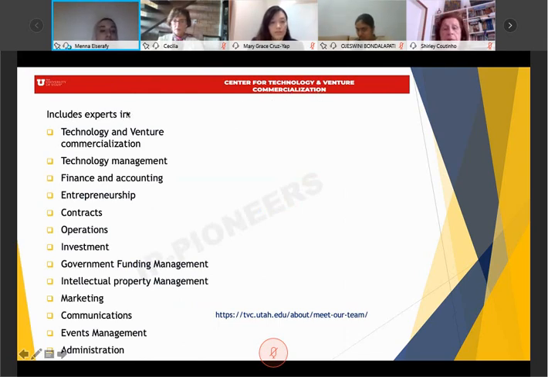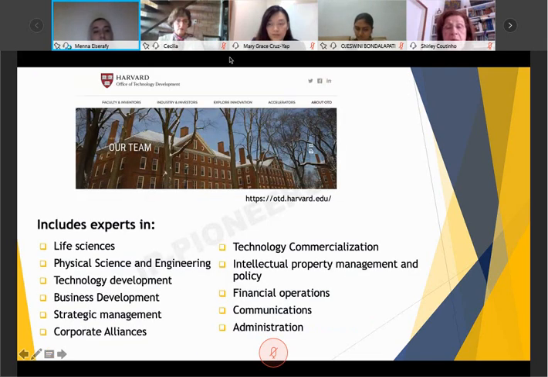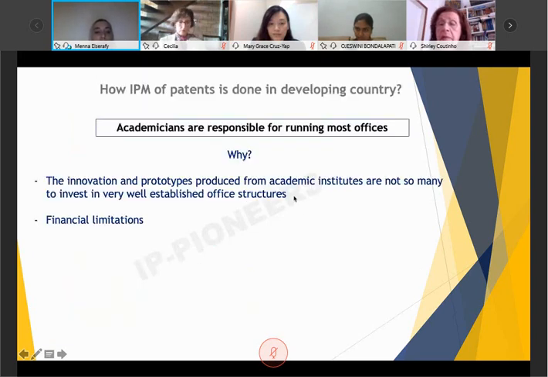And if you look at the structure of their technology and venture commercialization office, they have expertise in everything: technology and venture commercialization, technology management, finance, entrepreneurship, marketing, communications, everything. IP management, they have expertise in every aspect. And also, if you look at Harvard's office, it's not among the first 14, but still it's quite successful, of course. It has a very well structured team, with experts in life sciences and physical sciences and engineering, PhD holders who have technical expertise, business development experts, technology development, communications, financial, IP management. All aspects are covered.